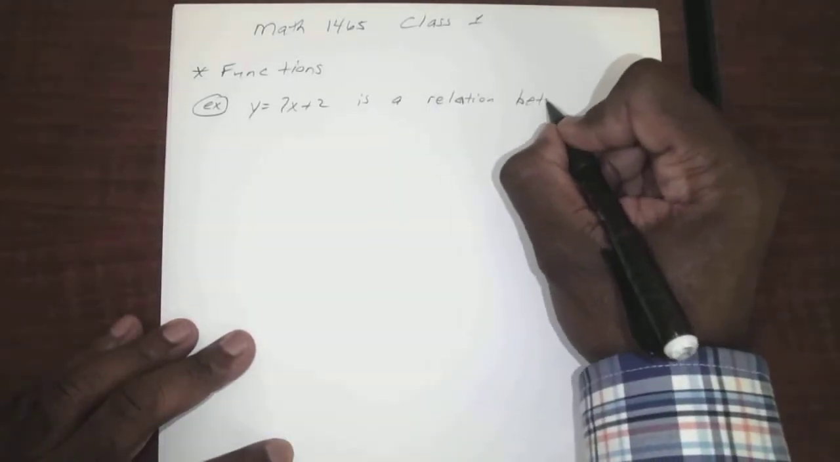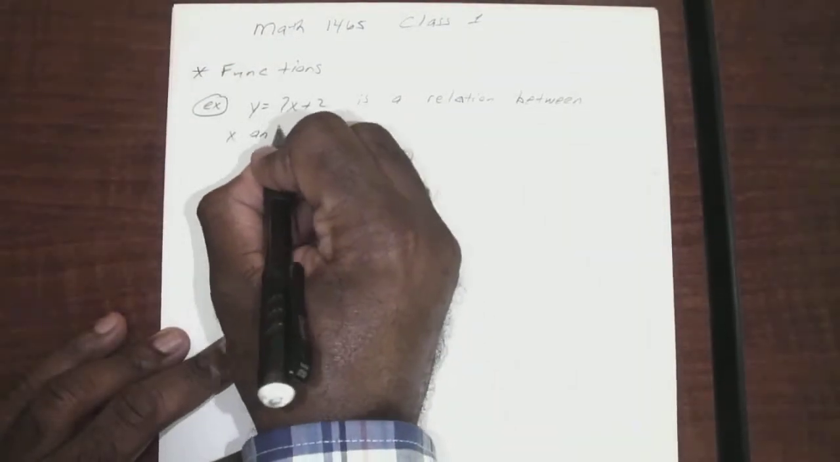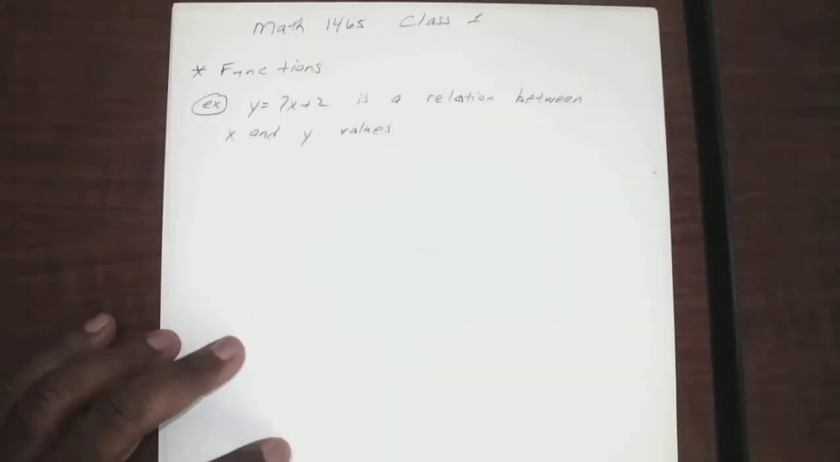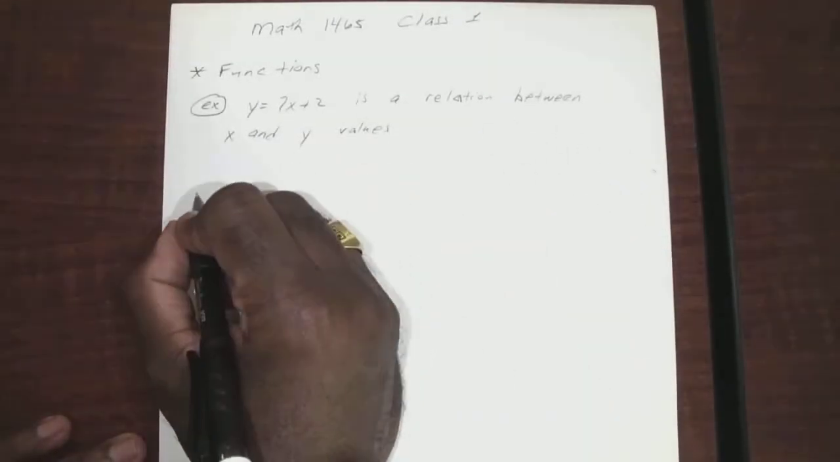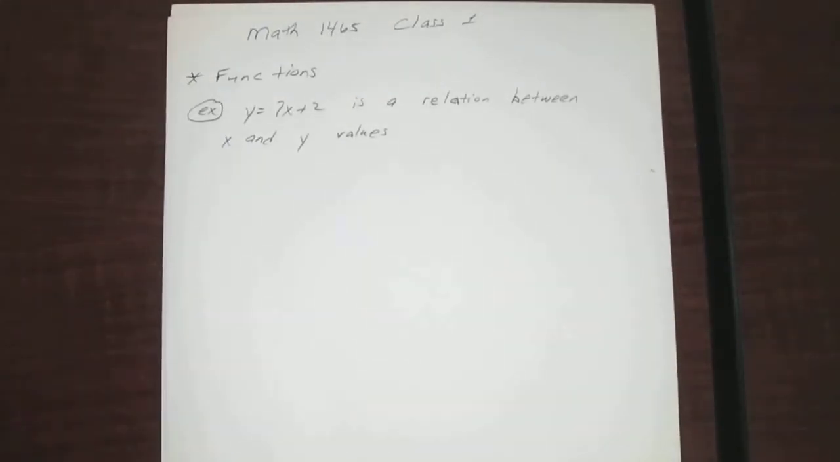A relation between x and y values. Which means that if you make x equal 1, then y will equal a different number. You make x equal 2, y will equal a different number. You make x equal 3, y will equal something else. So that's just a relation between those two unknowns. Okay? Which means that relation can be written as a set of ordered pairs.